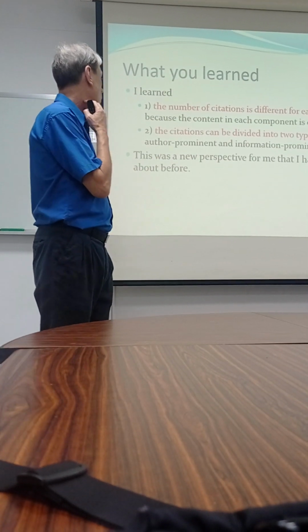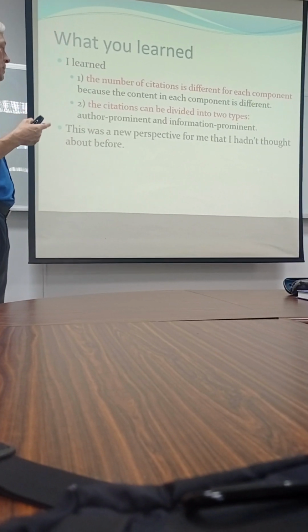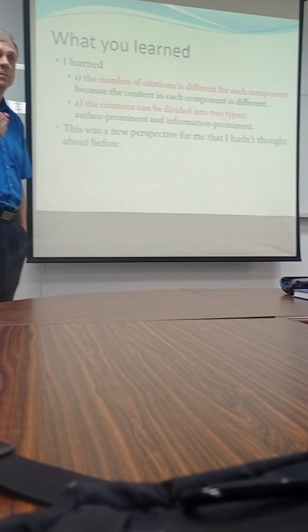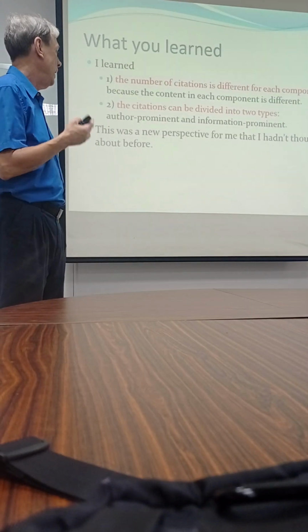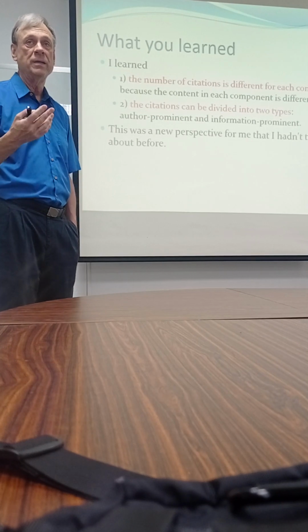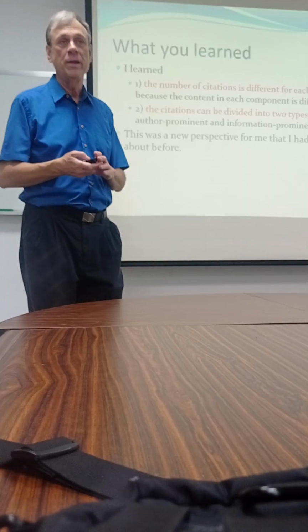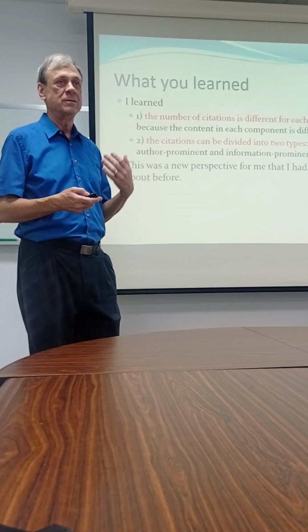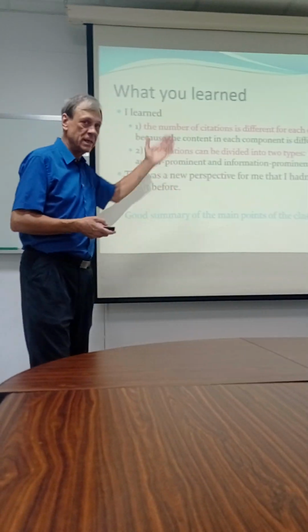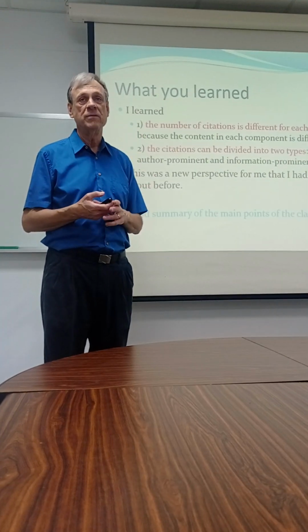One person said, I learned the number of citations is different for each component because the content of the components is different, and the citations can be divided into two types, author prominent and information prominent. This was a new perspective I never thought of. Well, again, that's the new knowledge, but that's a very good summary of the main points of last time.